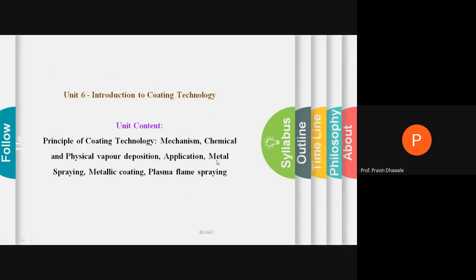One more point will be added, that is metal spraying, metal coating, and one special technique, plasma flame spraying. It is a part of coating technology. So in this chapter you are getting a brief review or introduction on coating technology that will be useful in the automobile industry, paint and coating technology, right? So that insight will be given through this chapter.